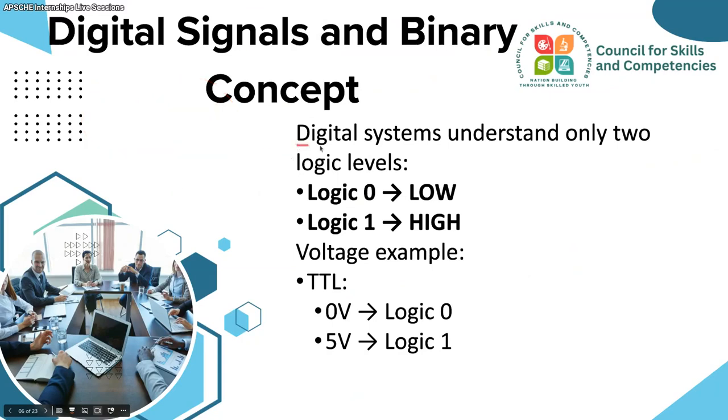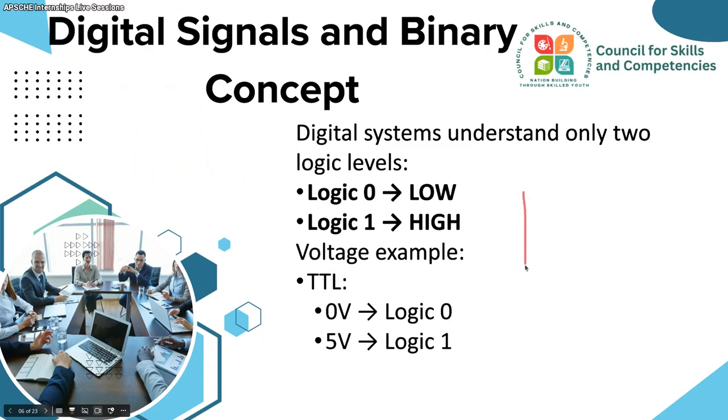That is where the digital system understands only two logic levels. Even the computer, your mouse, your monitor, and whatever electronic gadgets you are keeping, will understand only 0 and 1. So we need to speak in the language of zeros and ones, then only the digital system will understand. That's it. With zeros and ones, it is ruling the world. Now how are they making this 0 and this 1?